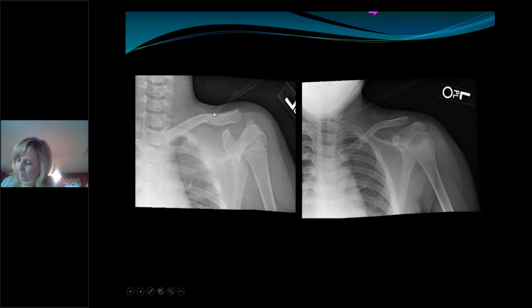Here's one that's more of a greenstick, for lack of better words. And then we see kind of an incomplete fracture here on a kid. Treat them the exact same way, except the kids will be bouncing around in a couple of days, whereas us 18 and over crowd, we're going to be milking this for a couple of weeks, if not a few months.